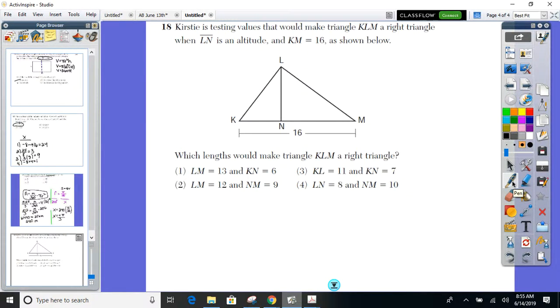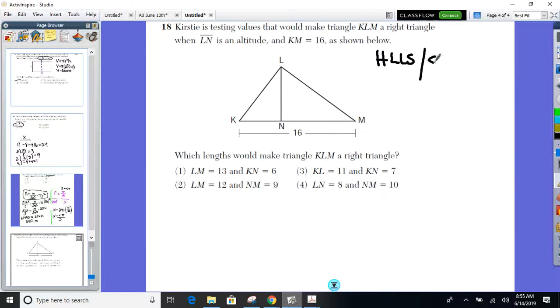And here's what it's asking. Which one of these, with the 16 on KM and these multiple choice values, fits into Hill SAS perfectly? So that's what we have to test, each one individually. Everyone look at choice one. I've got LM is 13, KN is 6. I've got to see if that fits in the Hill SAS correctly.